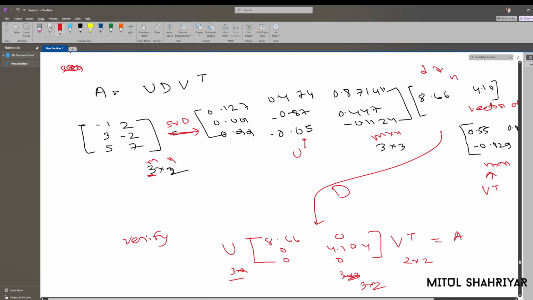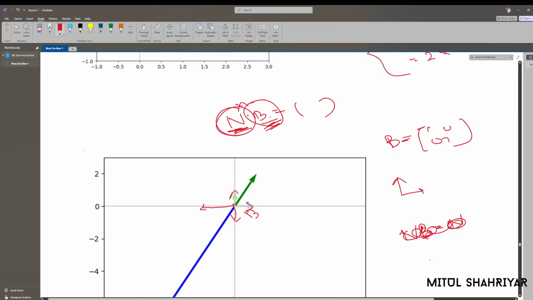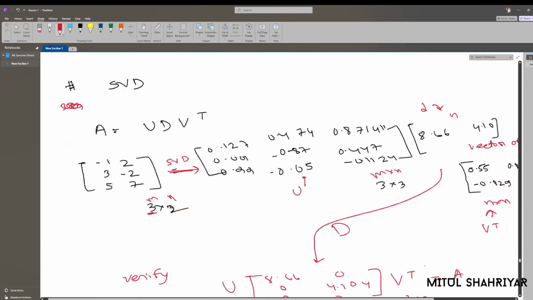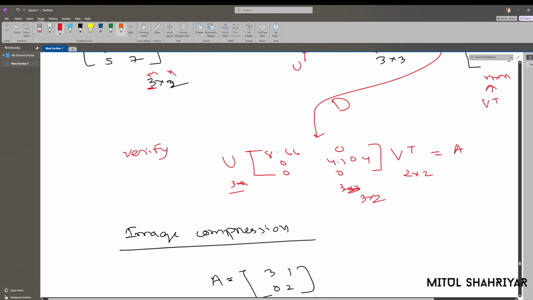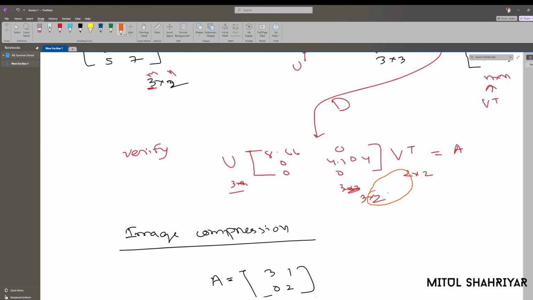Now, or let me just verify. If you want to verify, let me just do it. Okay, as mentioned, I'm assuming you have seen the previous videos. To multiply these two, the inner dimensions have to be equal, so we have 2, no problem.